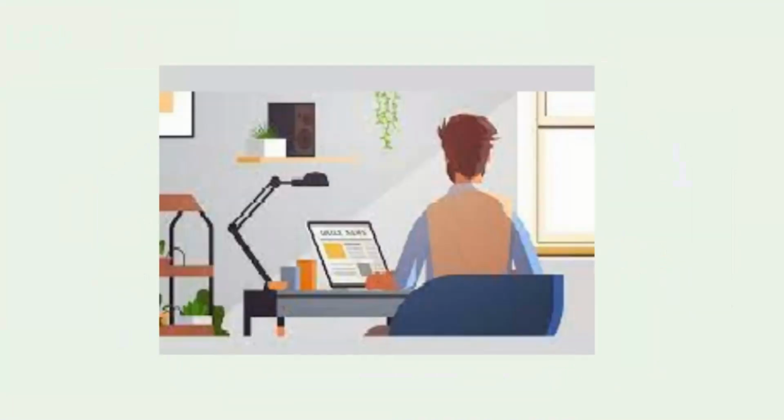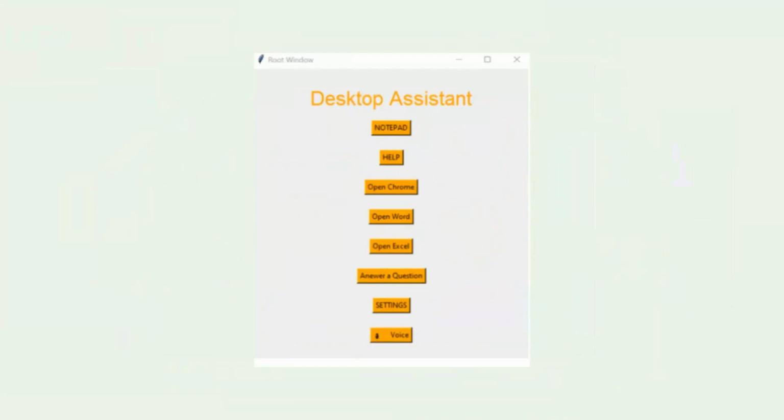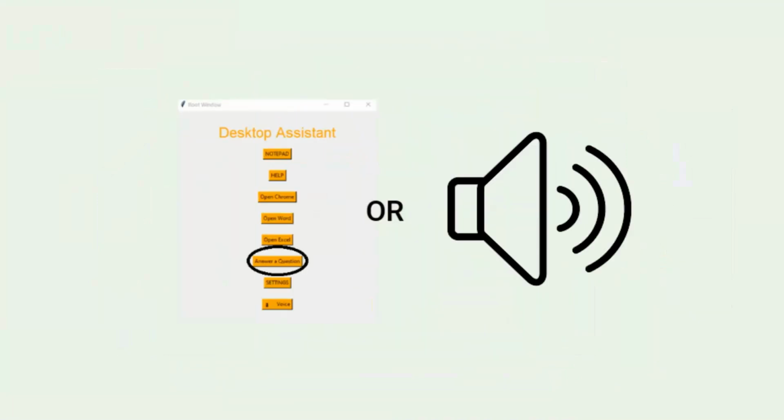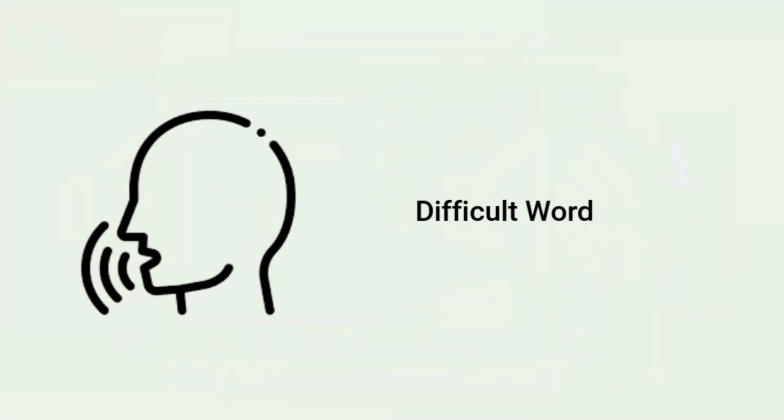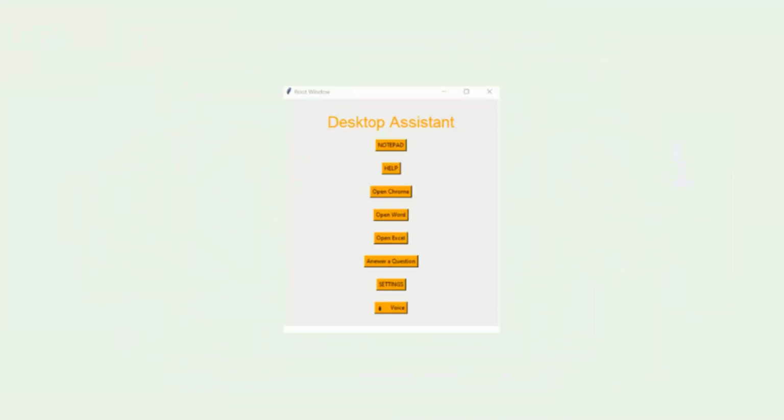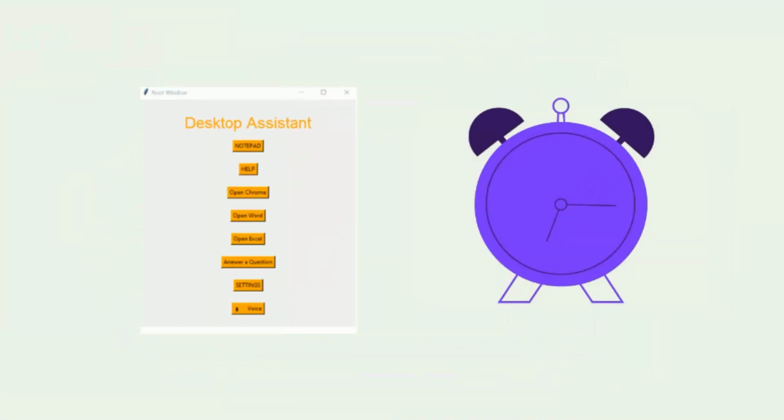Imagine you are reading an article and you come across a difficult word. That's where Desktop Assistant comes into picture. You can click on the Answer a Question button or say, Can you answer a question? And the machine will ask, yes, what is the question? Then we can say the difficult word and it will reply with the answer. Not only word and meaning, but this model can also answer general questions like what is the weather, what is the time, etc.